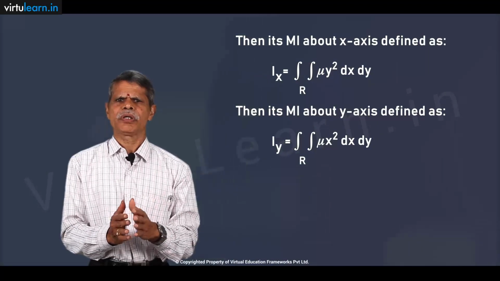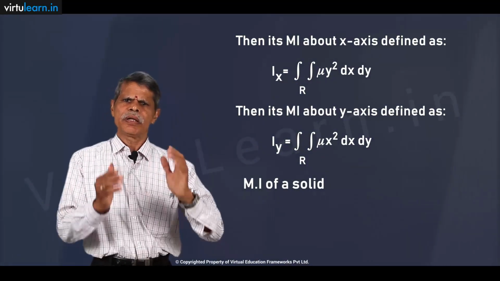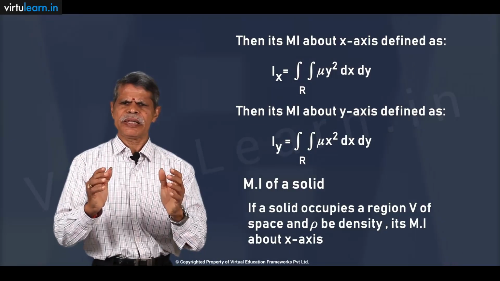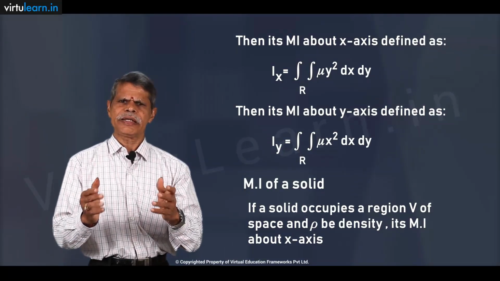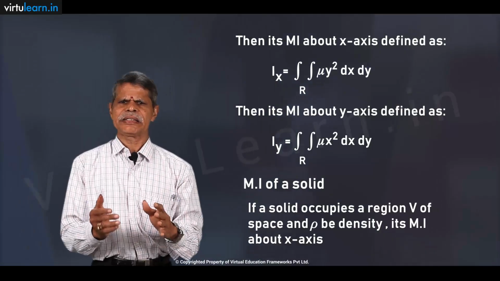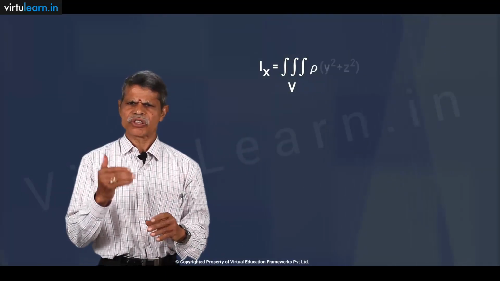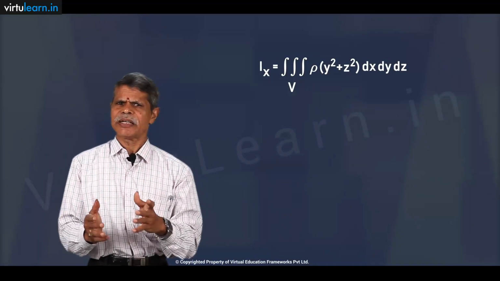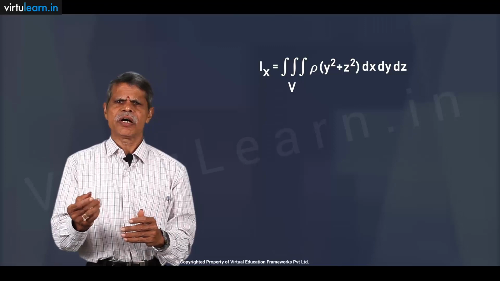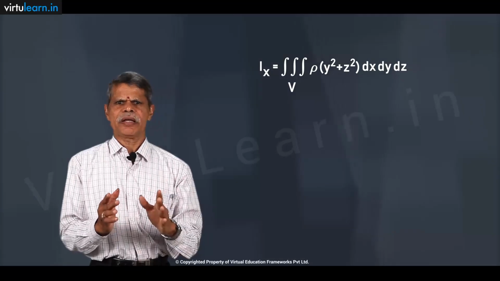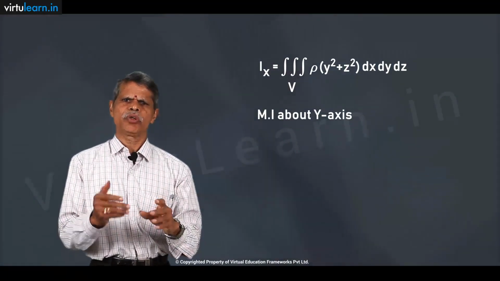Then let us define the moment of inertia of a solid. Let us consider a solid occupying a region V of space. Let rho be the density or the mass per unit volume. Then the moment of inertia about the x-axis is Ix is equal to triple integral over V rho times y square plus z square dx dy dz. Here y square plus z square is the square of the distance of any point xyz from x-axis. Now we go for Iy, or the moment of inertia of the body about the y-axis.